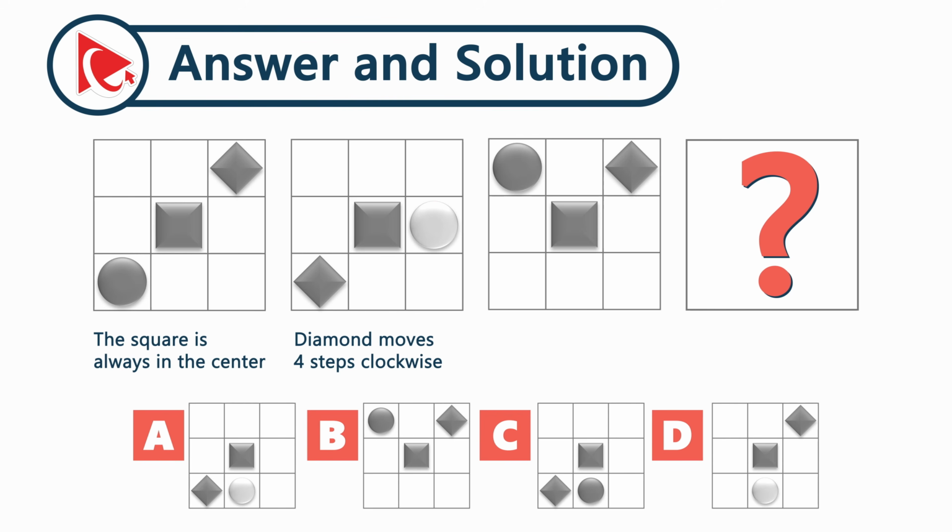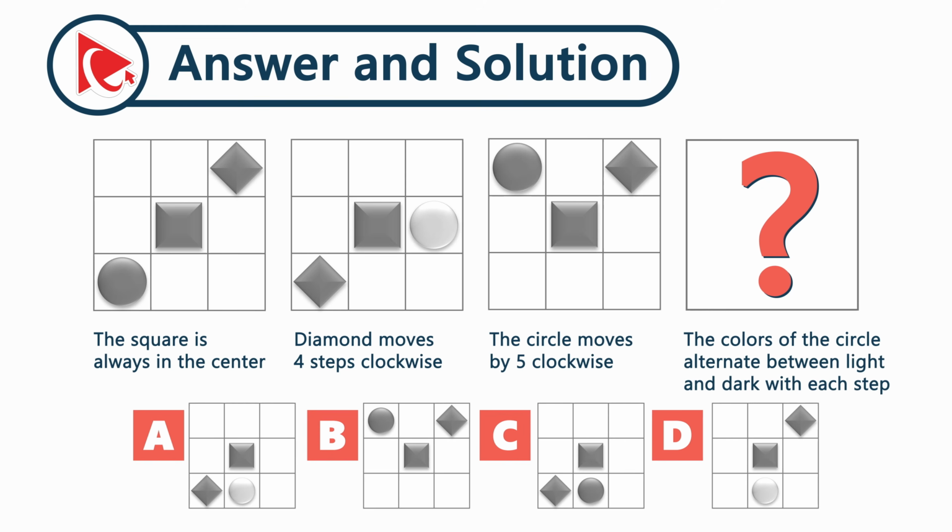But if you think diamond's pattern was tricky, think again. In fact, circle has the trickiest pattern of them all. Because circle not just moves 5 steps clockwise, but with every step it changes the color. Let's look at the example.